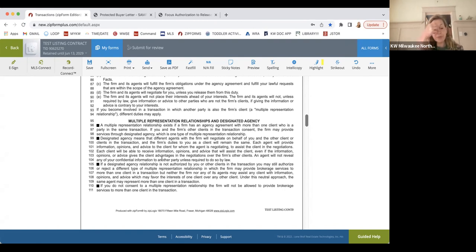A multiple representation relationship exists if a firm has an agency agreement with more than one client, as I just described. If you and the firm's other clients in the transaction consent, the firm may provide services through designated agency, which is one type of multiple representation relationship.